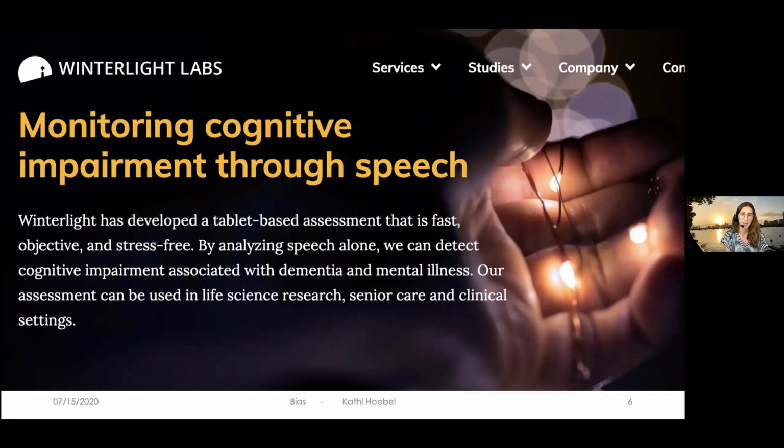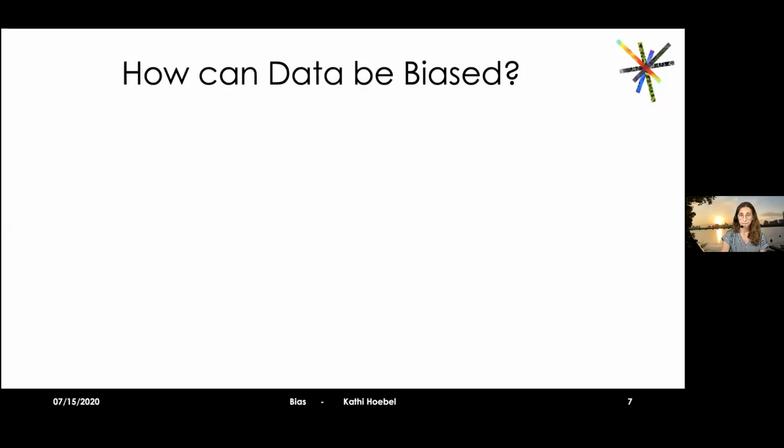And I think this example illustrates that you need to have the target population in mind while you're developing and designing your algorithm, and to make sure that the training data is covering it. Questions like how can data be biased?